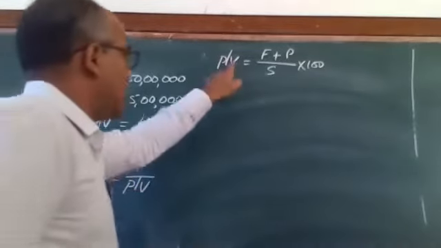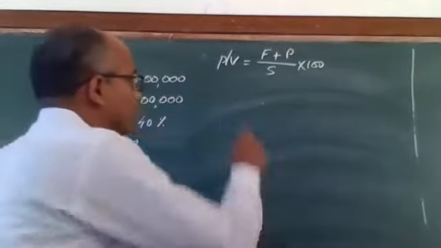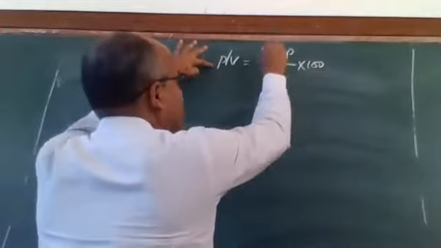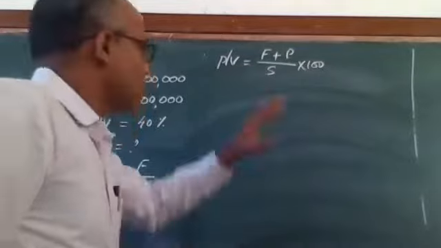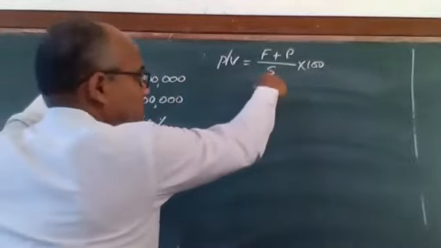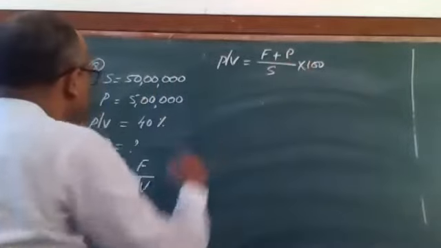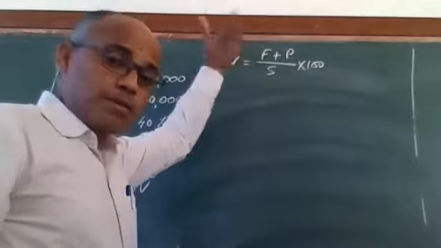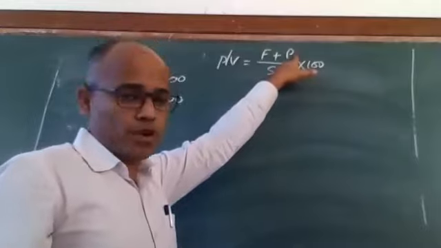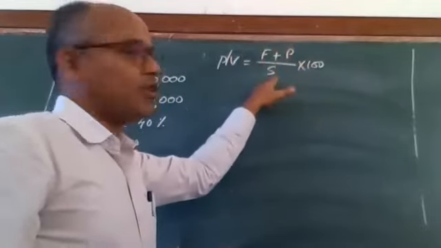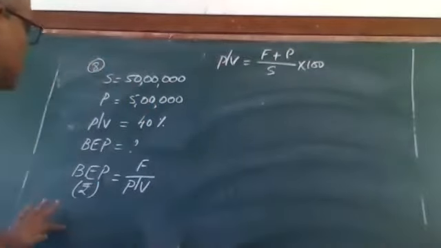See, this is the hint for you guys. When you know PV ratio, you can find out F or P or S, any one, if the other two are available. Now, do you know S? Sales we know. Do you know P? Profit you know. PV ratio you know. What is missing? F. Sometimes we know PV ratio, F and S, and we can find out profit. If you know these three, you can find out S. So I call it the missing information formula. Now apply this formula, guys.